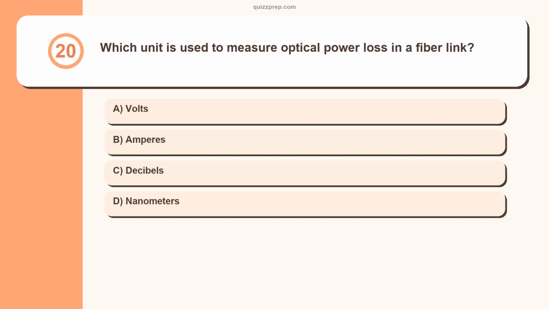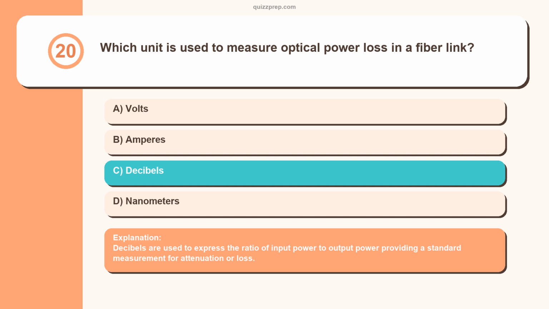Question 20. Which unit is used to measure optical power loss in a fiber link? Volts, amperes, decibels, nanometers. Decibels are used to express the ratio of input power to output power, providing a standard measurement for attenuation or loss.